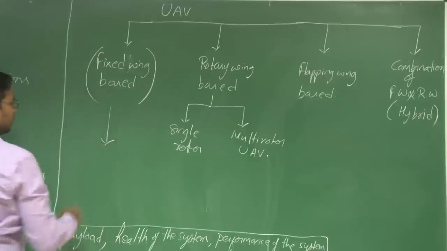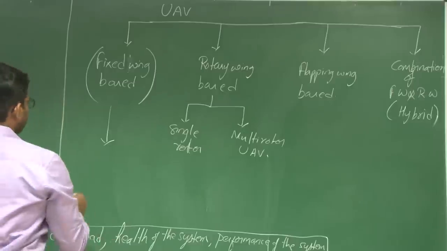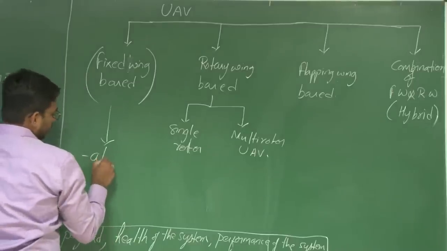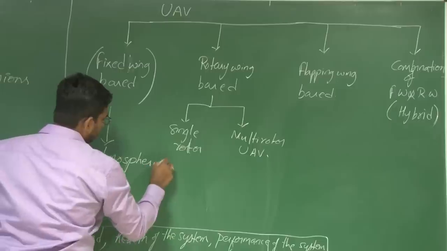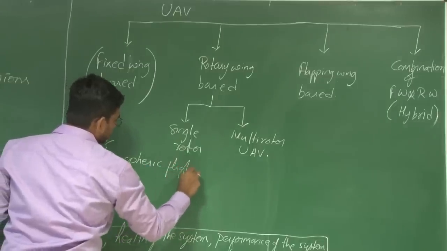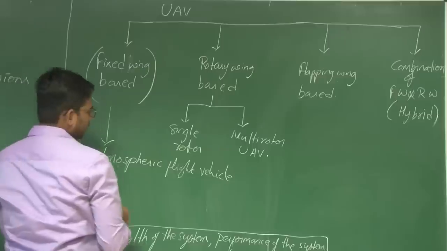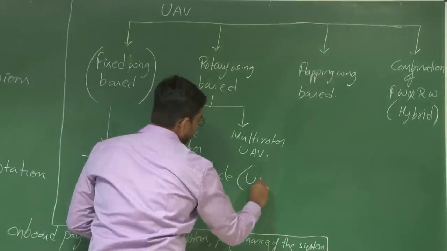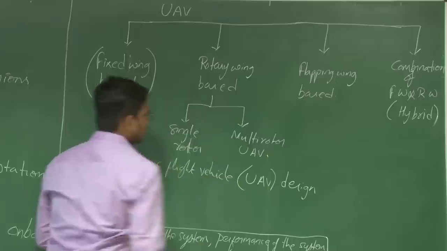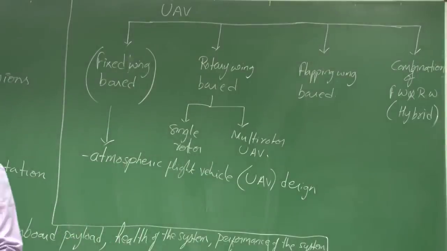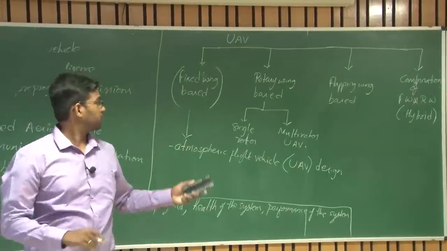To further narrow it down, as we know, fixed wing works well in the atmosphere, right? So we'll be talking about an atmospheric flight vehicle, which in our case is a UAV design. We'll be talking about fixed wing atmospheric UAV design. So here this classification is made by means of principle of operation.